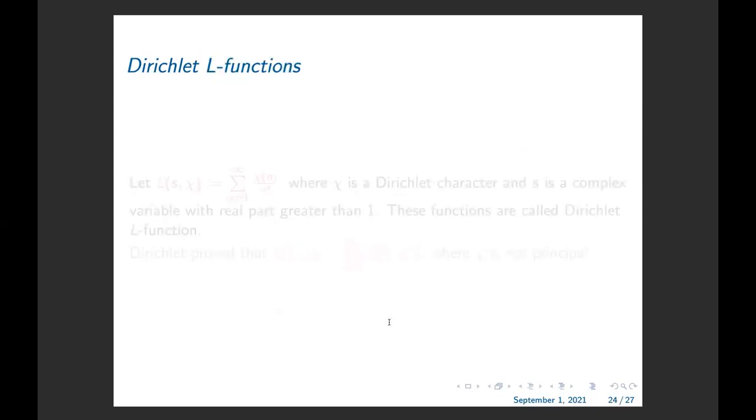Now we'll introduce one more interesting topic, which is known as Dirichlet L functions. This function is defined like this. If chi is a Dirichlet character and s is a complex variable where the real part of s is greater than 1, then we define this series. It is easy to see that this converges when the real part of s is greater than 1.